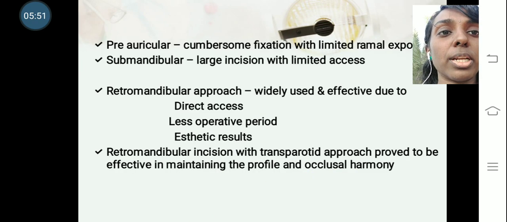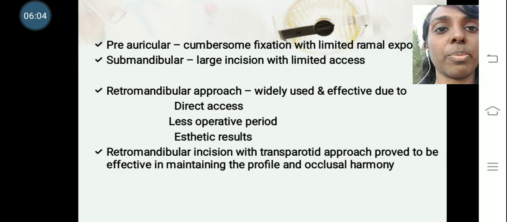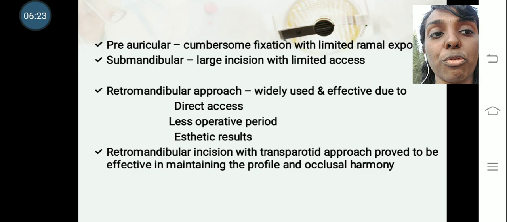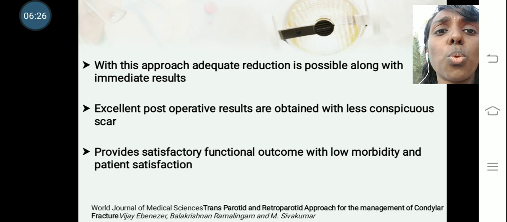A submandibular incision is a large incision with limited access, so it will be unaesthetic and it is a very hectic procedure because it has a large area and a large distance to reach our destination. A preauricular incision has a cumbersome fixation with limited ramal exposure. So, now the retromandibular incision is widely used and effective due to the direct access, less operative time and the aesthetic results. I recommend a retromandibular incision with transparotid approach, proved to be effective in maintaining the profile and facial harmony, because with this approach an adequate reduction is possible along with immediate results.